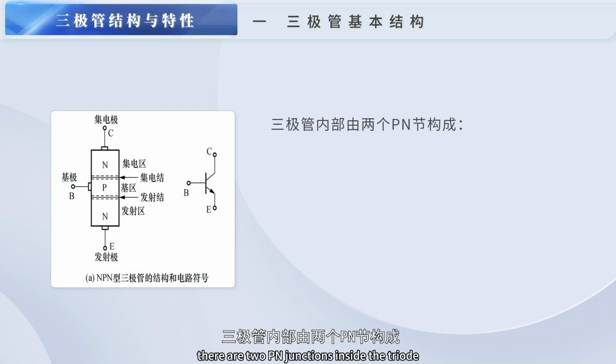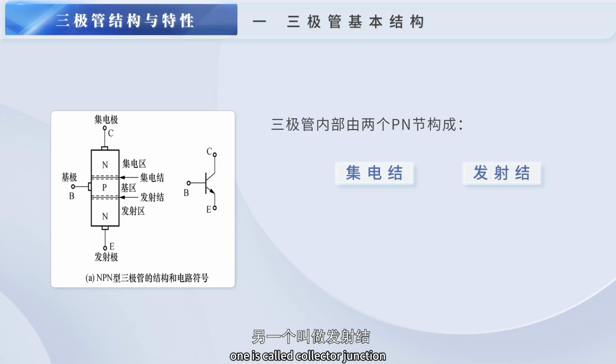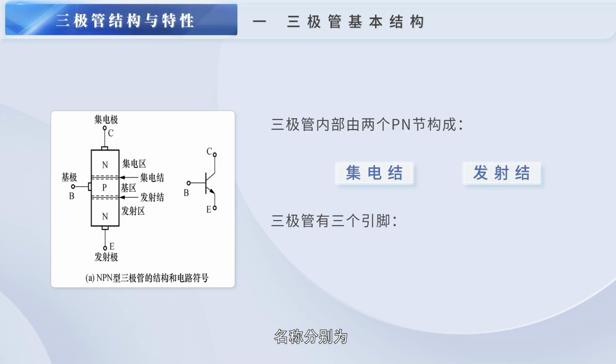As shown in the figure, there are two PN junctions inside the triode. One is called collector junction, and the other is called emitter junction. A triode has three electrodes: collector, emitter, and base.